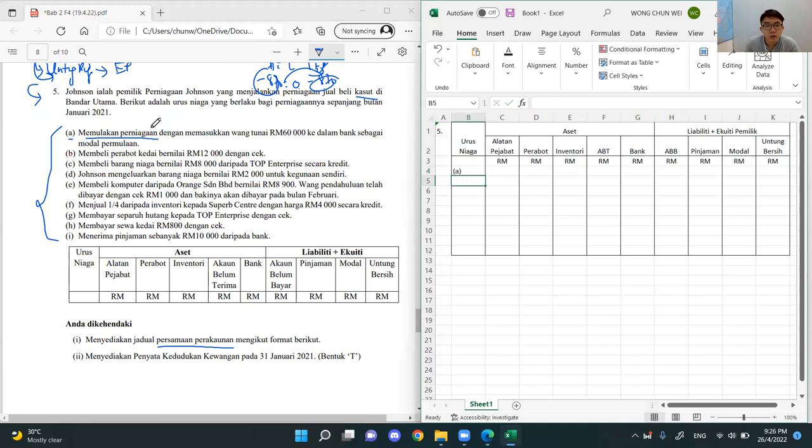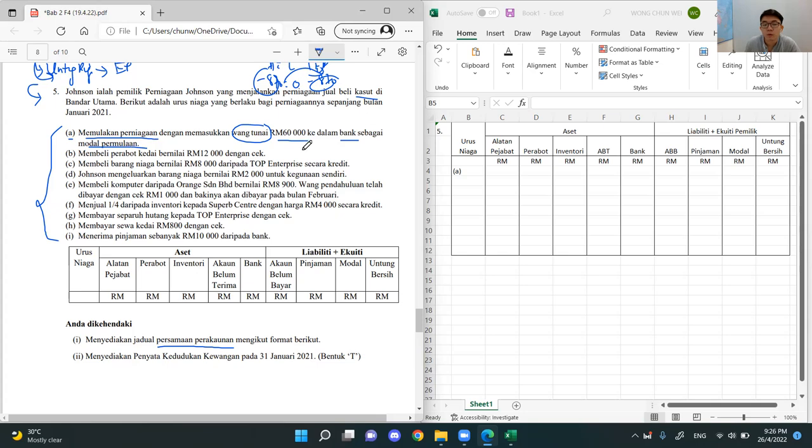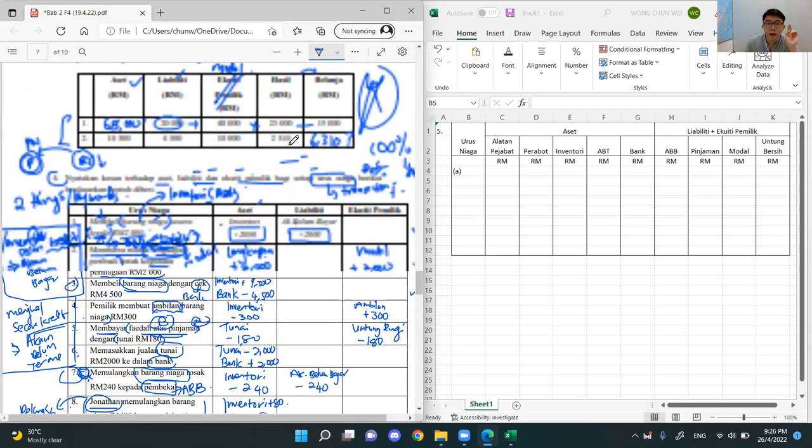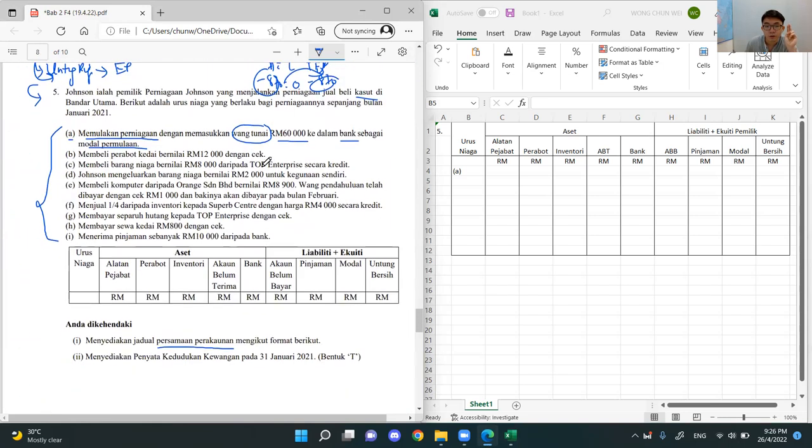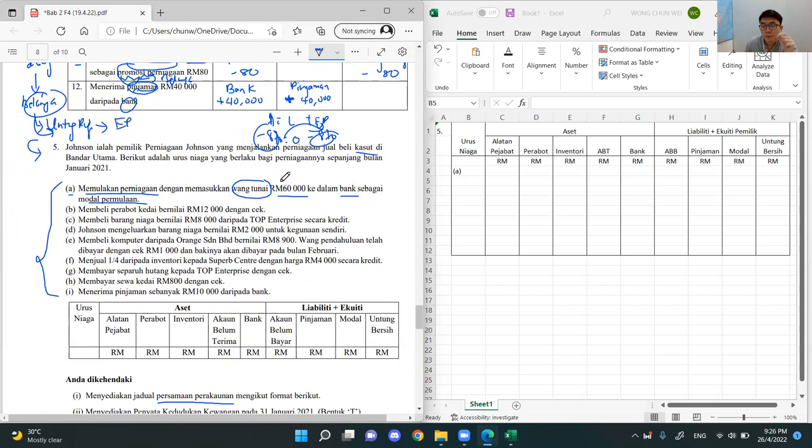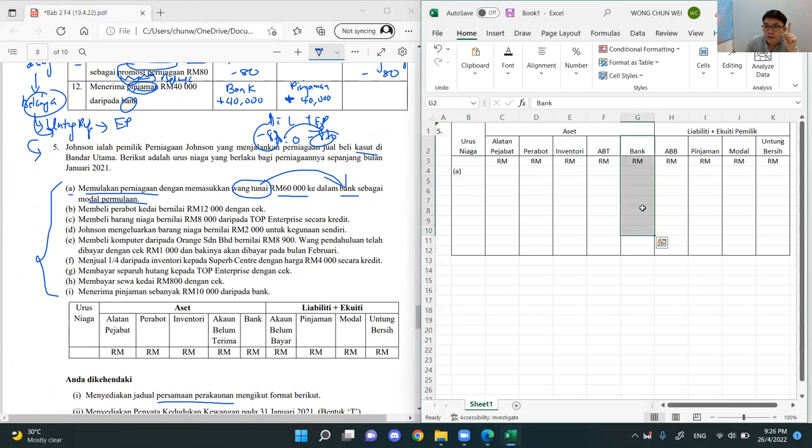Okay, A, dia memulakan perniagaan dengan memasukkan wang tunai 60,000 ke dalam bank sebagai modal permulaan. So recall back what we have done from here. Alright, so when you say memasukkan wang tunai, my wang tunai in my business akan bertambah, right? And this wang tunai is in my bank. Therefore, under bank here, I akan tambah 60,000. Correct. Okay, you don't have to add a plus in front. You don't have to. So 60,000 is straight away put there, 60,000 to the bank.